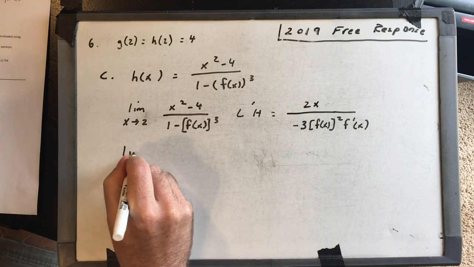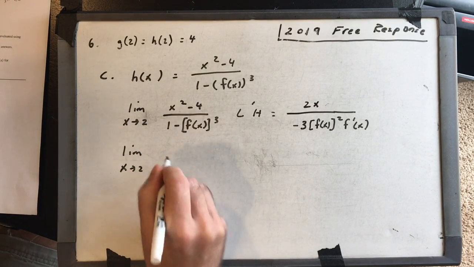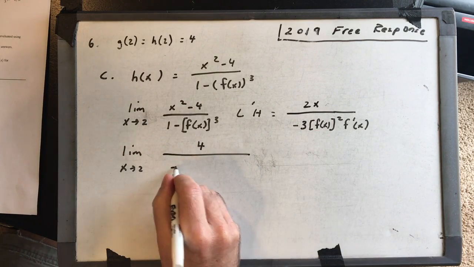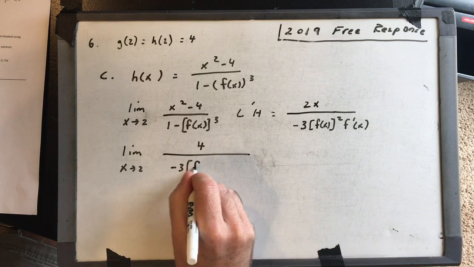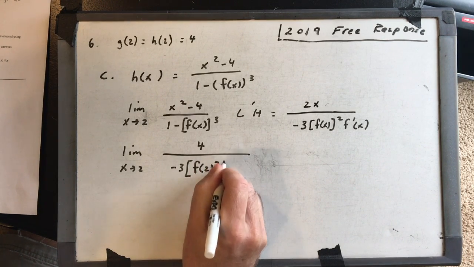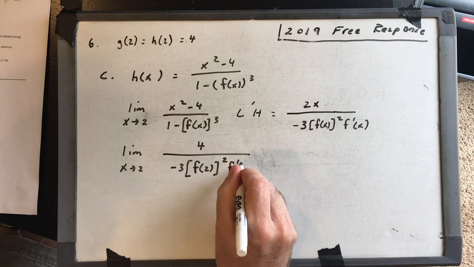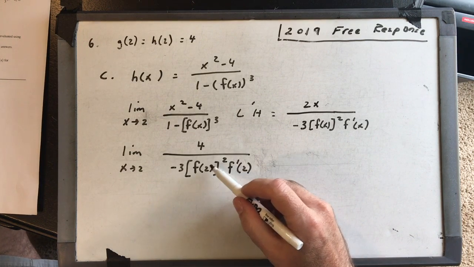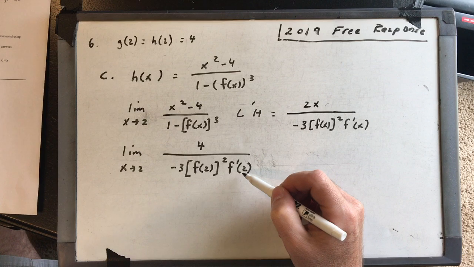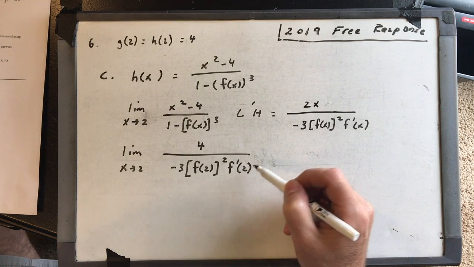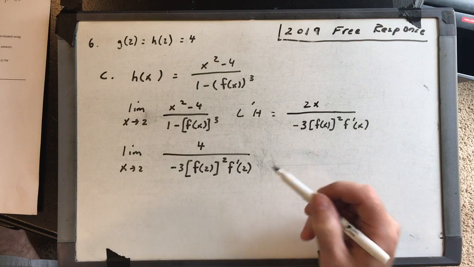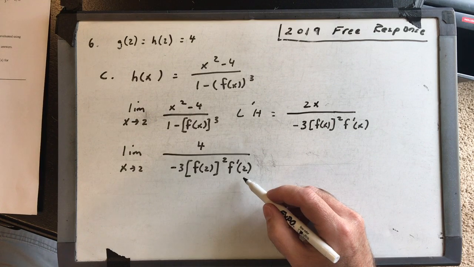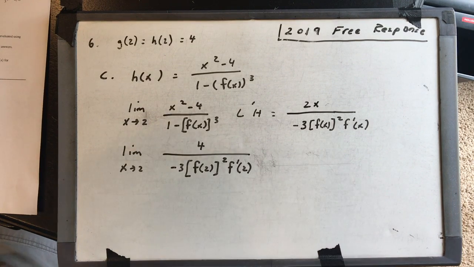So for the limit as x approaches 2, we would just plug 2 in there. So it's going to be 4 over negative 3 times f of 2 all squared times f prime of 2. In this particular problem, you have to figure out what f of 2 is and what f prime of 2 is. That's all part of it. I don't think you'll have to do that on the 2020 test, but let's say you were given a problem where you were given those values, then you could just plug that in. So that's certainly worth looking at.